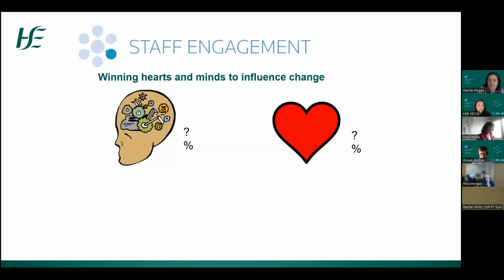So the research very much shows us that a certain number of people are very influenced by their mind over their heart, I suppose, in relation to supporting an improvement. Interestingly, it might not be the way you think it is. That 5% of people are really influenced by their mind to support an improvement, whereas the research shows that 95% of people are influenced by their heart. So what does that mean?